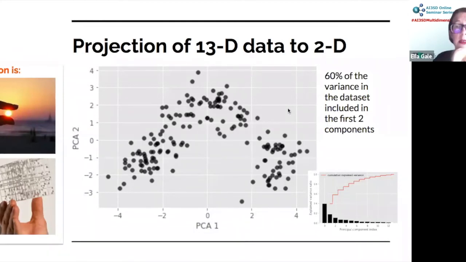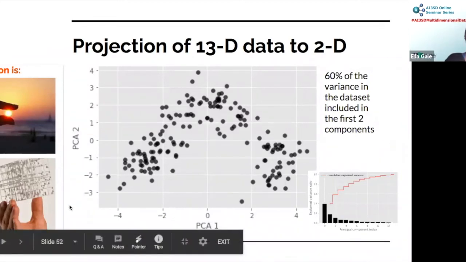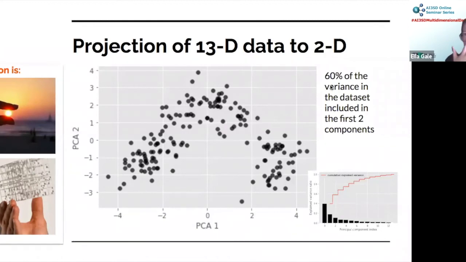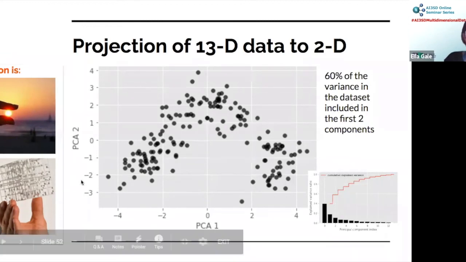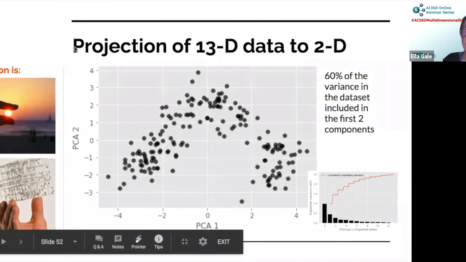It's a coordinate transform, so it's the same data, it's just been reorganized. So it means that if you plot your PCA1 against PCA2, you're plotting about 60% of the variance in your data set. Okay? Now, this is a projection. So we have multi-dimensional data, and we've projected it down onto 2 dimensions. And there are several ways to do this. PCA is only one of them.